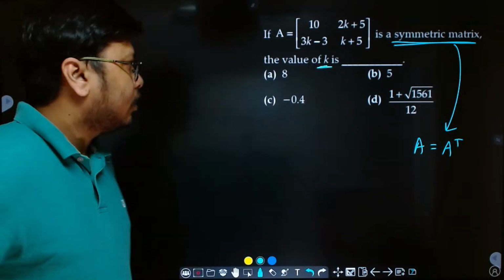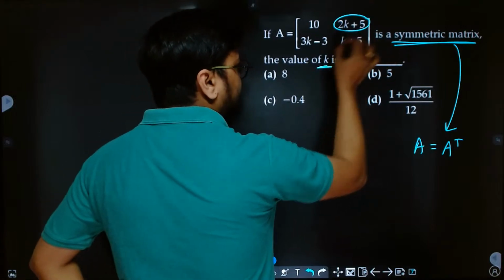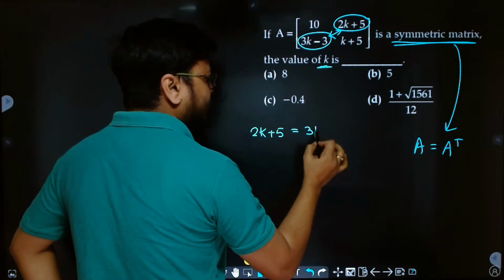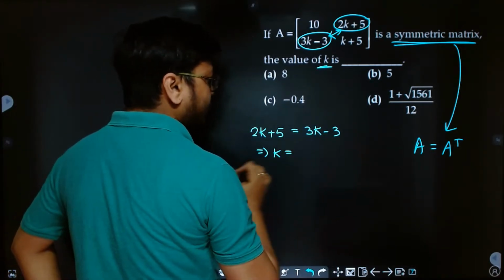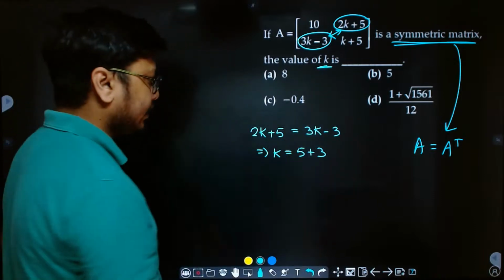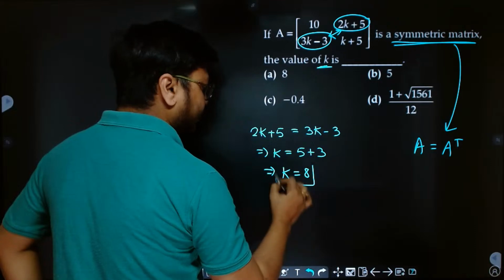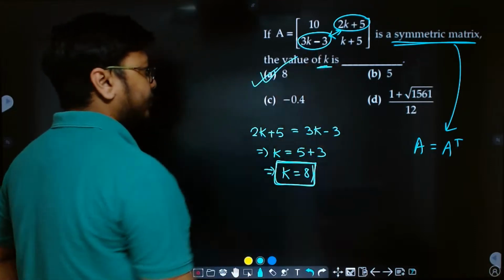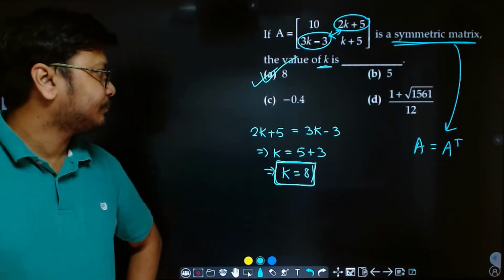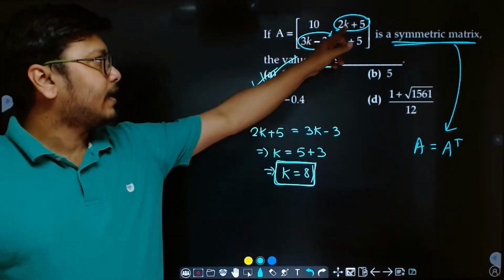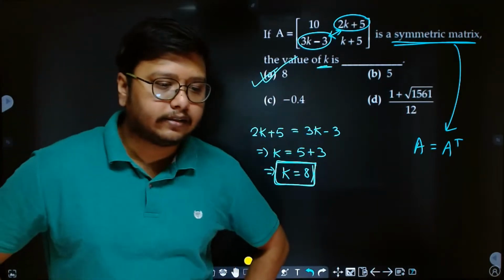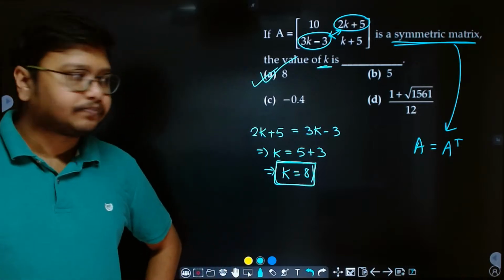Yes, correct. So if it is symmetric, then this value and this value must be same. So that means 2k plus 5 must be equal to 3k minus 3. So k equals 5 plus 3. No, option B is not correct. So k equals 8. Not option B, option A. Right? K equals 8. Okay. 2k plus 5 must be equal to 3k minus 3. So if you just change sides, k equals 8. Okay. Simple question.